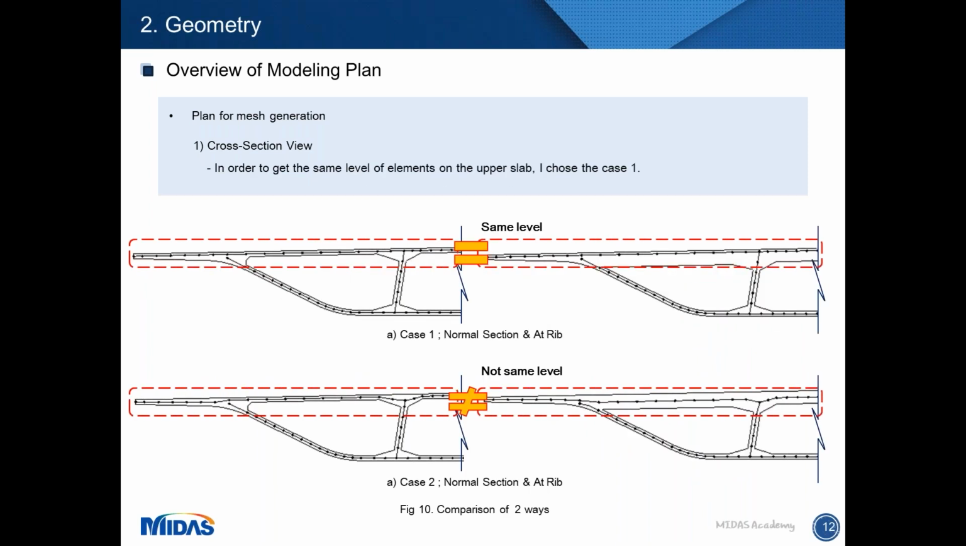Actually, two ways are available to use for element lines, but I wanted a 3D plate element model. So if case number one is selected, the modeling work is simple. I just extrude the line element to the longitudinal direction. So in order to make modeling work easy, I selected case number one.